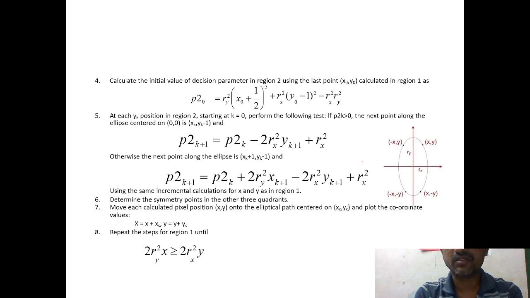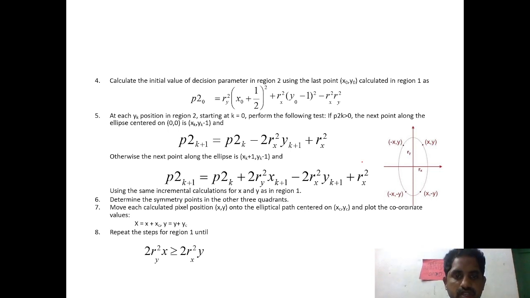If p2k is greater than 0, the next point along the ellipse centered on (0, 0) is (xk, yk minus 1) and p2k plus 1 equals p2k minus 2 rx square yk plus 1 plus rx square. Otherwise, the next point along the ellipse is (xk plus 1, yk minus 1) and p2k plus 1 equals p2k plus 2 ry square xk plus 1 minus 2 rx square yk plus 1 plus rx square, using the same incremental calculation for x and y as in region 1.